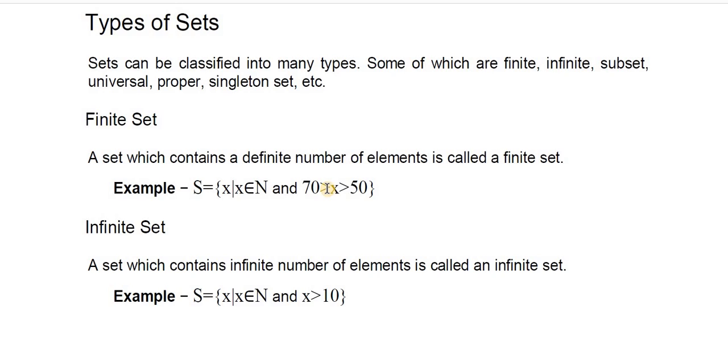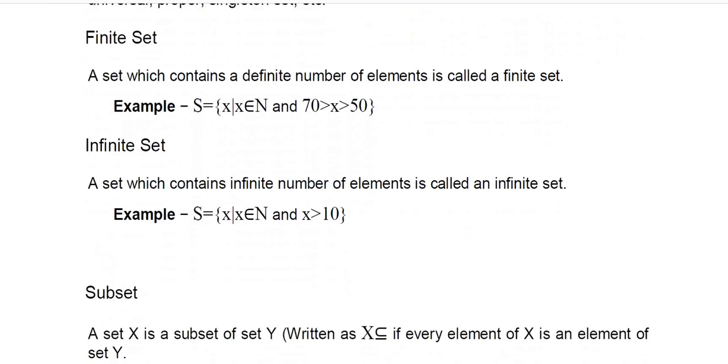50 আৰু 70 মাজত থকা natural number বিলাকৰ যেটো set এটো এটা finite set. Infinite setত কি থাকিব? Infinite number of elements থাকিব. For example, এইবিলাক natural number যিবিলাক 10তকৈ ডাঙৰ, এটো আমাৰ infinite. So এইটো set হ'ব আমাৰ infinite set.